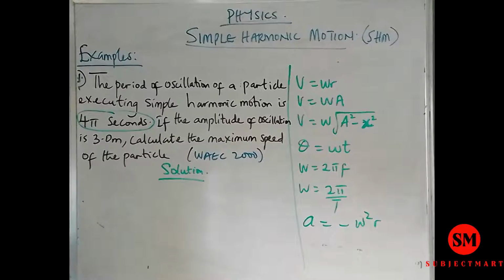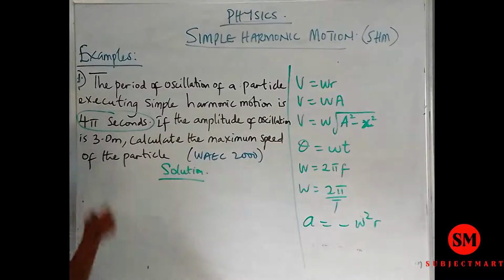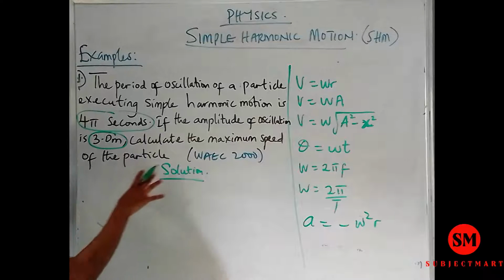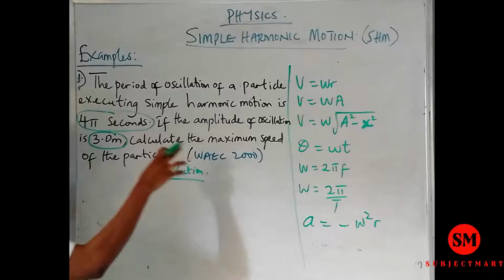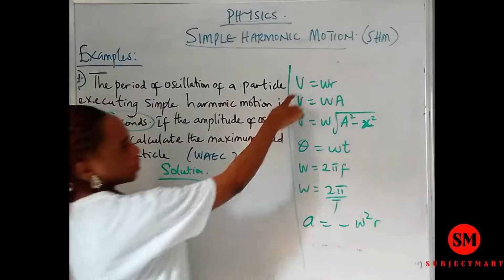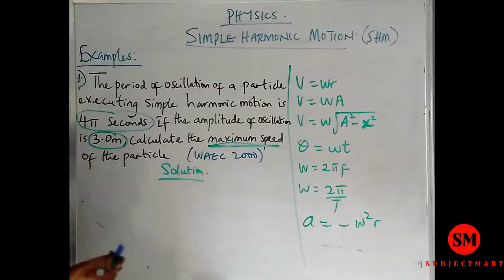So here are some examples of simple harmonic motion. The period of oscillation of a particle executing simple harmonic motion is 4 pi seconds. If the amplitude of oscillation is 3.0 meters, calculate the maximum speed of the particle. That is v. We have to calculate v, which is the maximum speed of the particle.